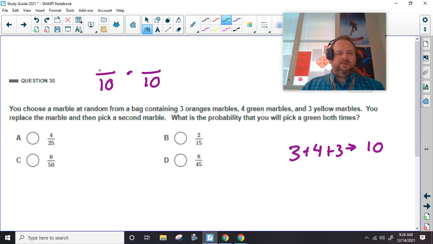And what's the possibility that we get a green? So how many green do we have? We have a 4 out of 10 chance the first time. We put it back and we try to get another green, so 4 again. I think even on the final, these are the same numbers. I just changed the color on the question.